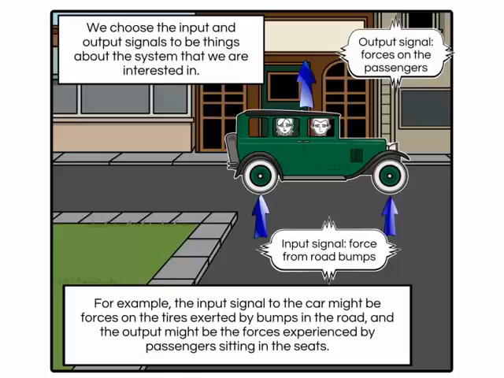Of course, this car has many other inputs and outputs that we could also analyze. For example, the driver of the car is producing an input signal by pressing on the pedal, and the car has an output that would be the car's velocity, or its acceleration, or its position over time. We could choose any of these things to be inputs and outputs depending upon what we're interested in figuring out about the car.